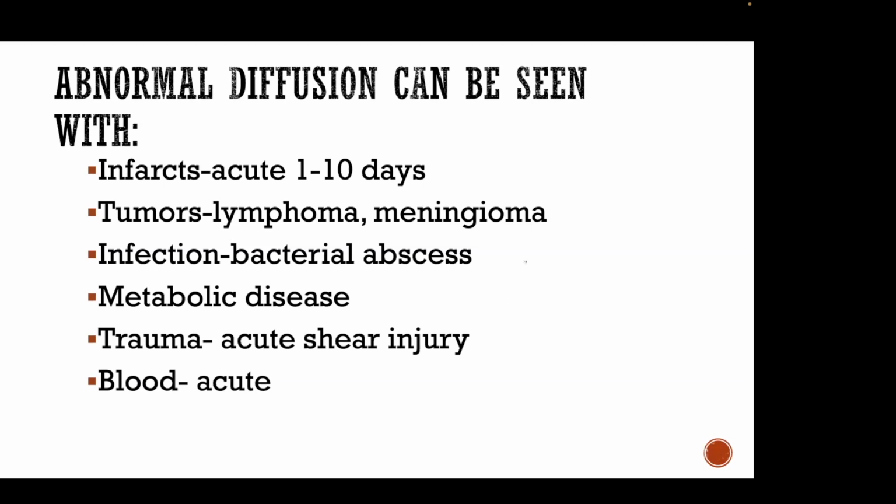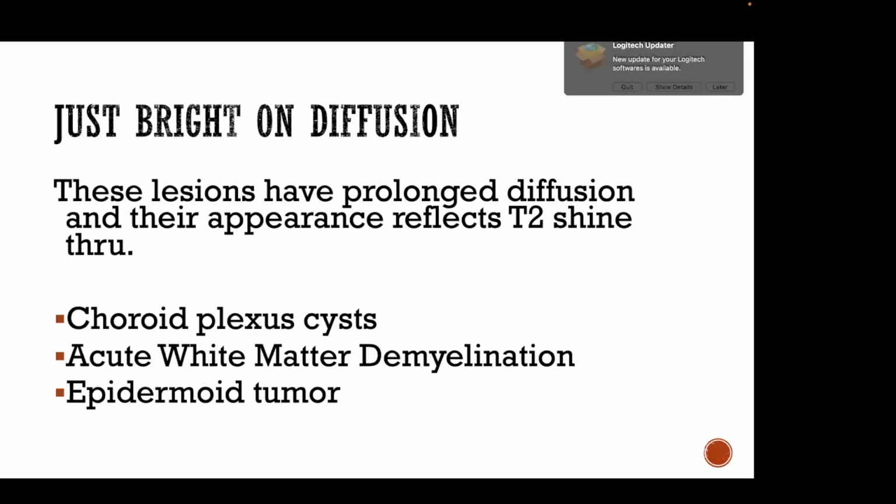One other tumor you want to consider in the pediatric group is medulloblastoma. Classically, you can make the diagnosis of medulloblastoma and distinguish it from a pilocytic astrocytoma from its restricted diffusion. Infection, of course, bacterial abscess is the hallmark of this disorder: restricted diffusion, but note that I'm saying bacterial abscesses. The atypical infections may not have restricted diffusion. Metabolic disease, trauma, shear injury will give you restricted diffusion and acute blood. And I'll show you just some examples of these.